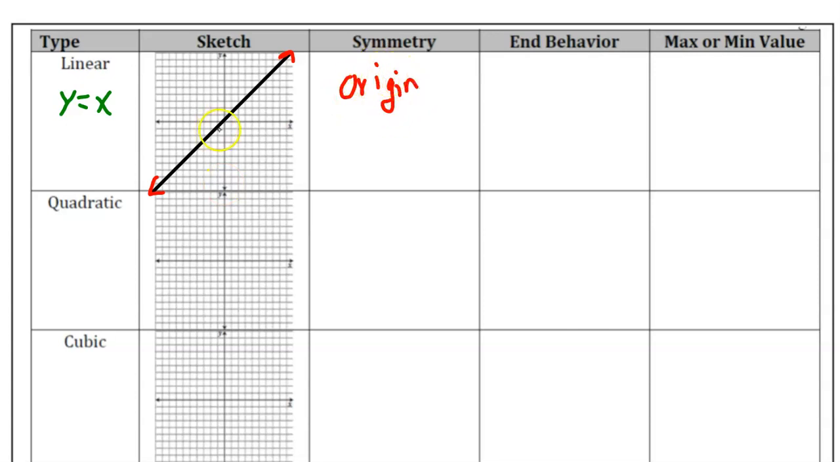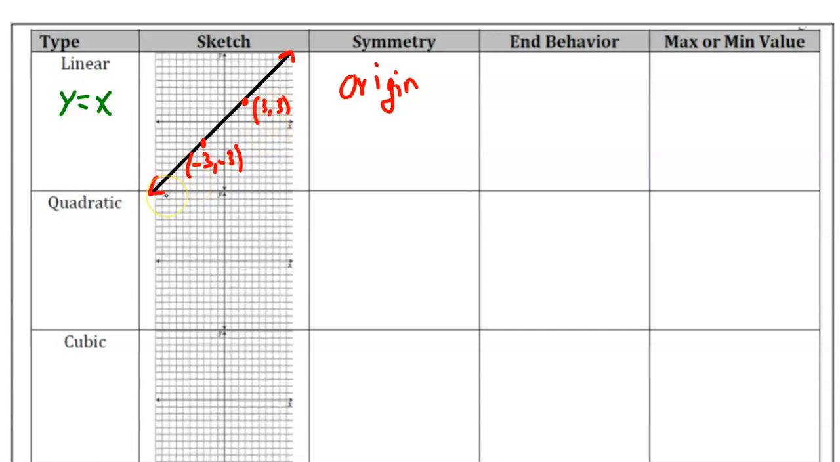Well, let's check it. Let's pick a point: 3, 3. Well, is negative 3, negative 3 on the graph? It sure is. There's the other point on the graph I picked, negative 3, negative 3, which is the negation of both of those.